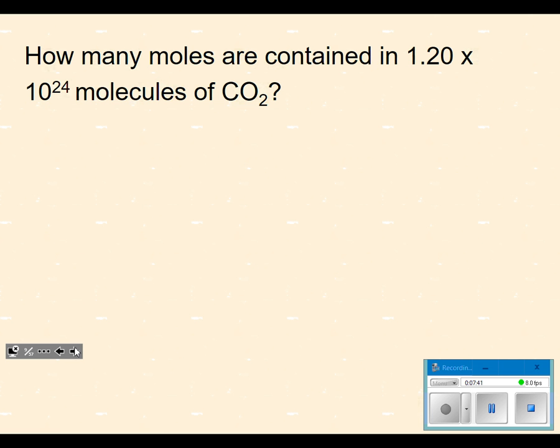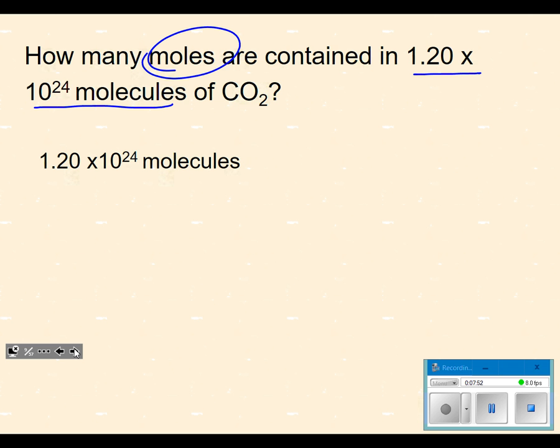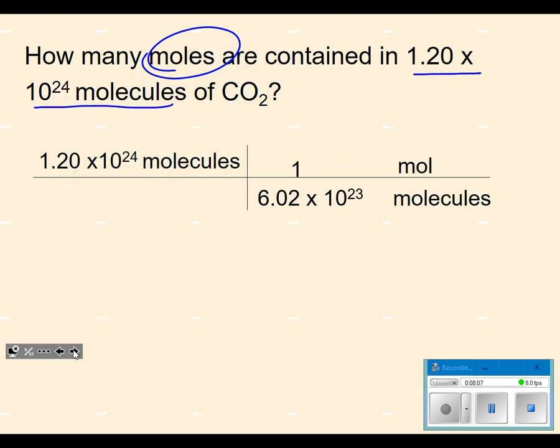So how many moles are contained in 1.2 times 10 to the 24th molecules of CO2? So we're starting off with molecules and we're wanting to go to moles. So again, we have 1.2 times 10 to the 24th molecules. We draw our little T. Molecules is on top, so molecules needs to be on the bottom. We want to go to moles, so we know that there's 6.02 times 10 to the 23rd molecules for every 1 mole. This will allow us to cancel out our molecules.